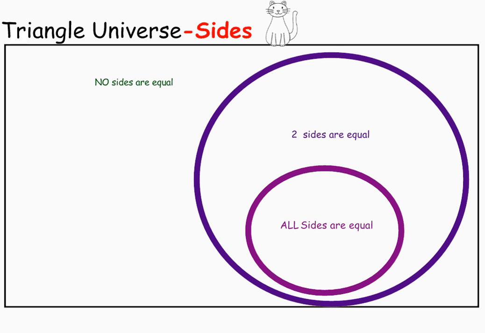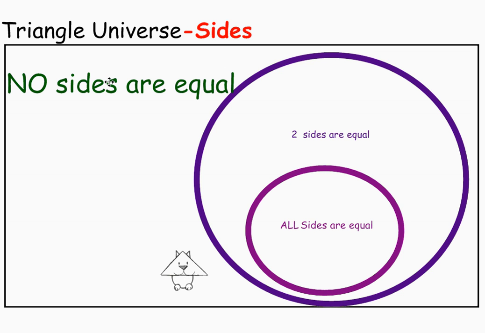The first way is sides, and Giovanni, the kitty cat right here, is going to help us down in triangle land. Okay, so he's going to fade out and he's going to come back down here in triangle land. And the first thing that Giovanni wants to tell us is that we have a type of triangle where no sides are equal. Right? And this is called a scalene triangle.